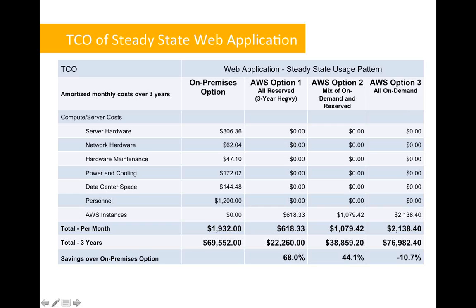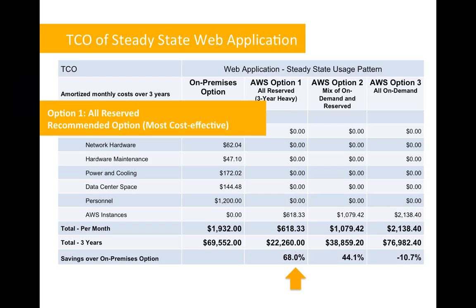So the first option is we go all reserved, so a 3-year heavy utilization reserved instance for every single virtual machine. Remember, this is a predictable workload, and we set the reserved instance line at exactly the same level as the on-premises capacity line. In this case, the only cost is the AWS instances, and the total cost over 3 years ends up as $22,260. So you can see the savings are significant over the on-premises option, in fact 68% less.